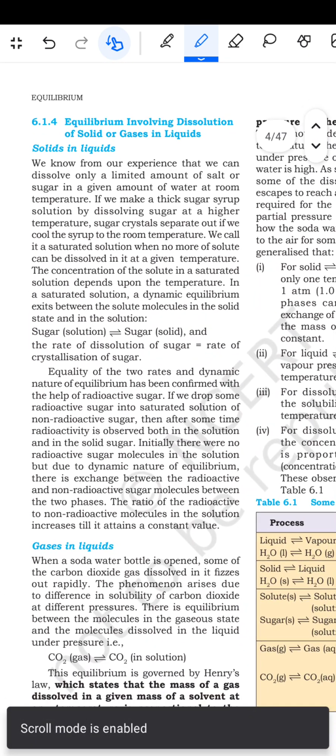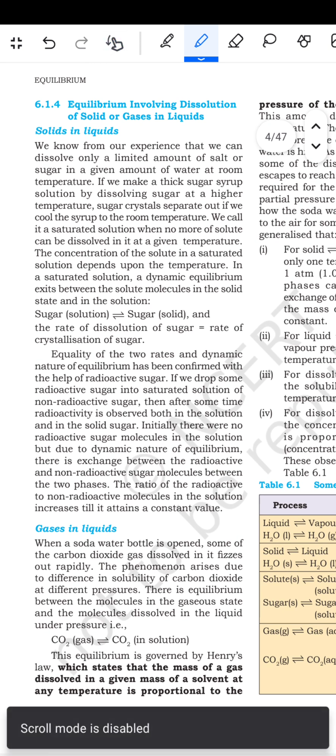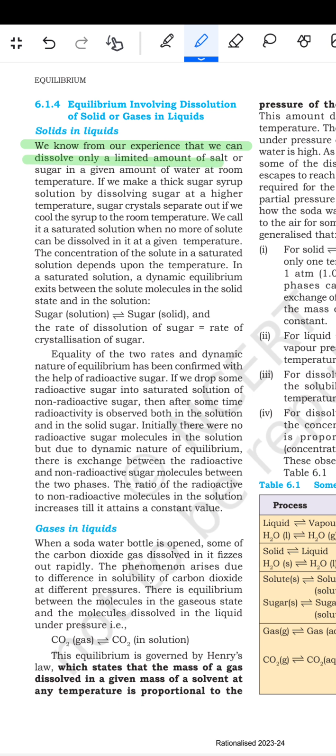Now let's talk about equilibrium involving the dissolution of solids or gases in liquids. Solids in liquids: we know from our experience that we can dissolve only a limited amount of salt or sugar in a given amount of water at room temperature. If we make a thick sugar syrup solution by dissolving sugar at a higher temperature, sugar crystals separate out.